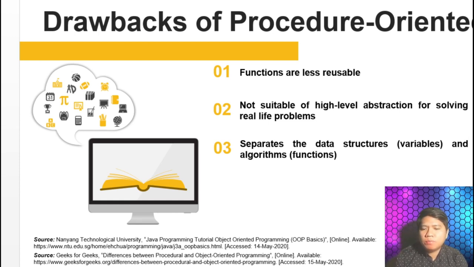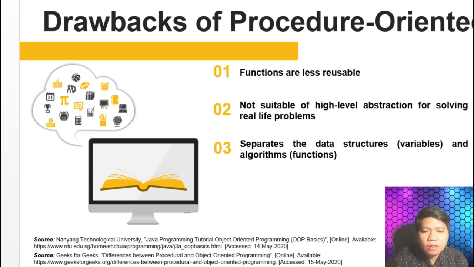Number 2, it is not suitable for high-level abstraction for solving real-life problems. For example, C programs use constructs such as if-else, for loop, array, method, pointer, which are low-level and hard to use to abstract real problems such as customer relationship management, or even a computer soccer game. So this is very hard to develop. Also, using functions, it is very hard to maintain a big system, a huge system. It is very hard to maintain if you are using procedure-oriented.